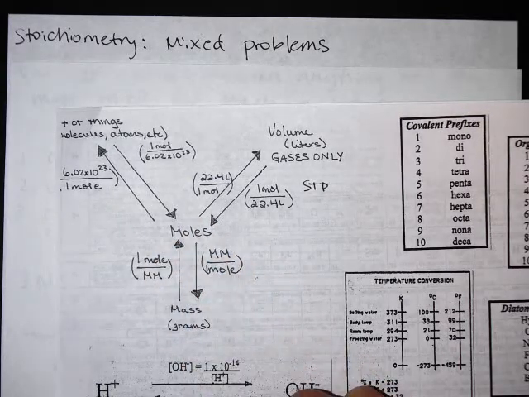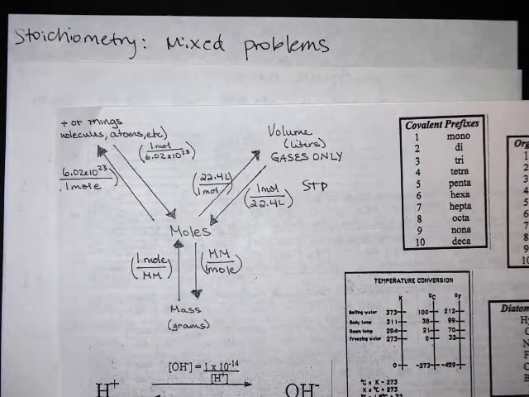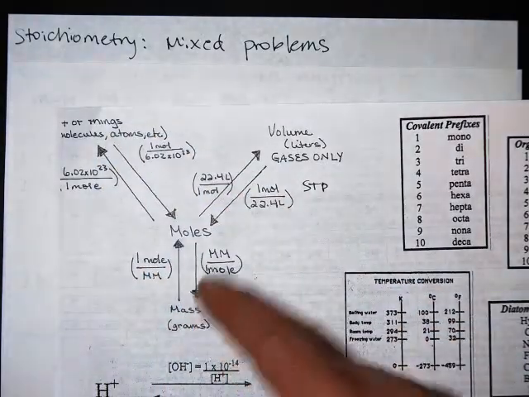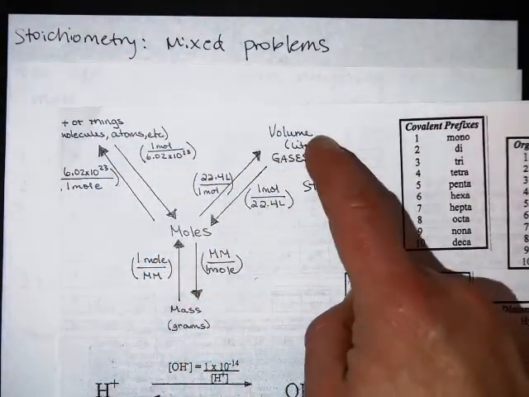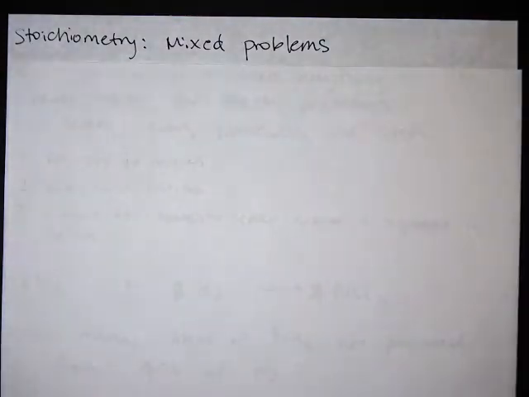But really, for any stoichiometry problem, you can start and finish anywhere on the mole wheel. So that's what today's going to focus on. I might give you atoms to start with and ask you to finish at grams. I might give you atoms and ask you to finish at volume, et cetera, et cetera. So you can start and finish anywhere on the mole wheel for any stoichiometry problem.